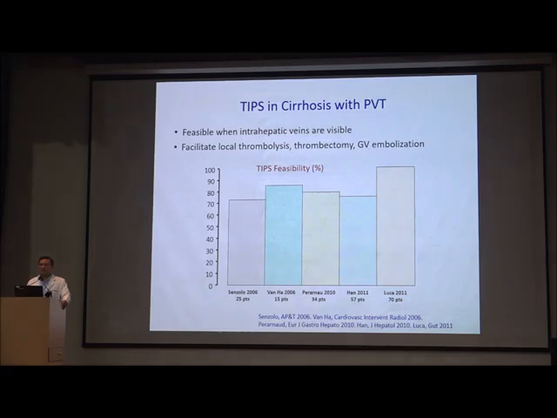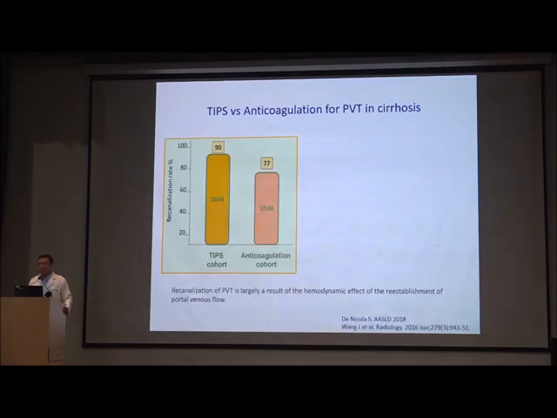with one end at one of the large collaterals, and the studies have shown that even in the presence of the portal cavernoma, which is common in EHPVO, the TIPS procedure has been done successfully. The other advantage of TIPS is that it facilitates local thrombus resolution, like local thrombolysis and thrombectomy, and it also facilitates gastric varices embolization in many of the patients.